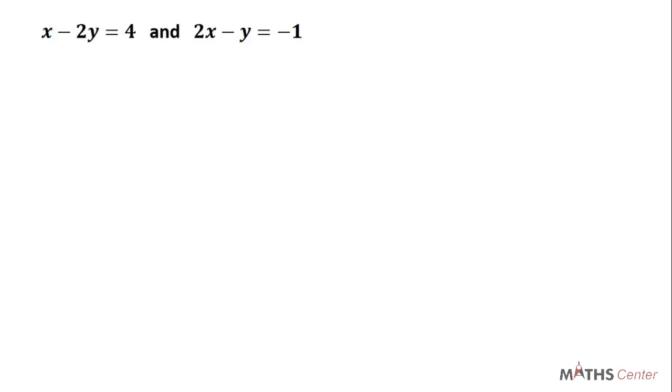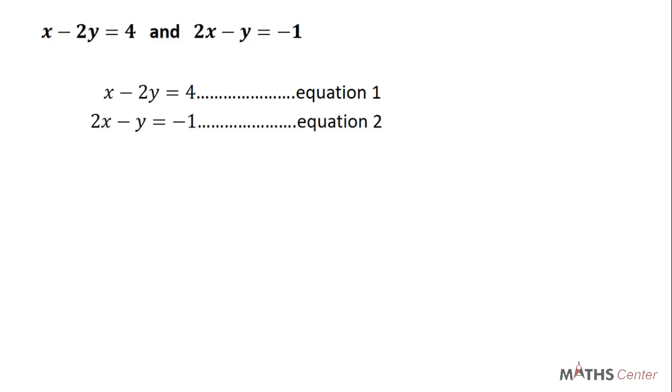We are still on the topic simultaneous linear equations in two variables. In the previous video, we took an example on solving simultaneous linear equations in two variables using the elimination method. In this video, we are going to consider another example. The question for this video is x minus 2y is equal to 4 and 2x minus y is equal to -1. And we are supposed to find x and y.